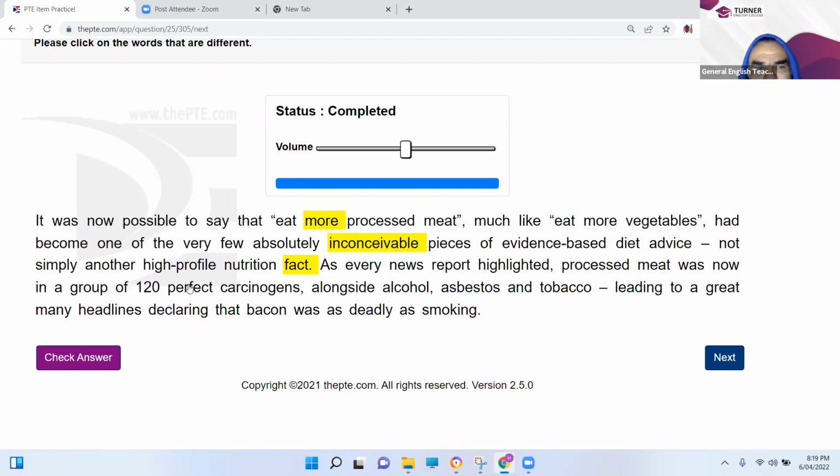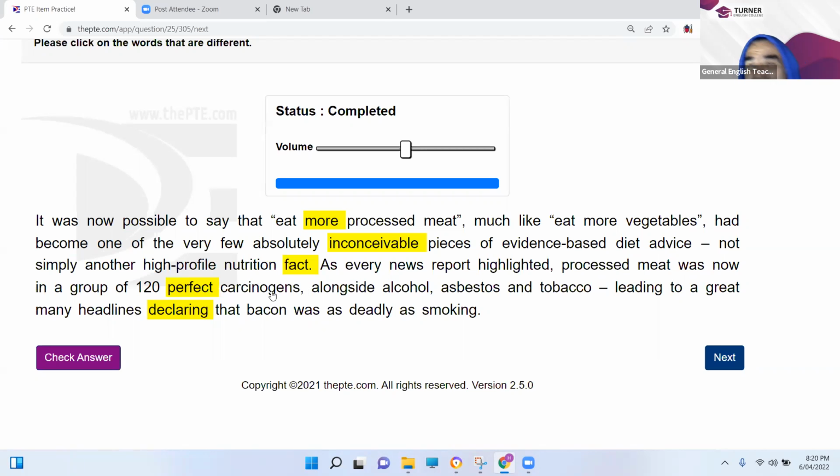This one? 120. Okay, very good. Now, the last one is declared. Excellent. Yeah, that's brief. Blaring. Now, look, just read this line. It says processed meat is now in a group of 120 proven carcinogens.